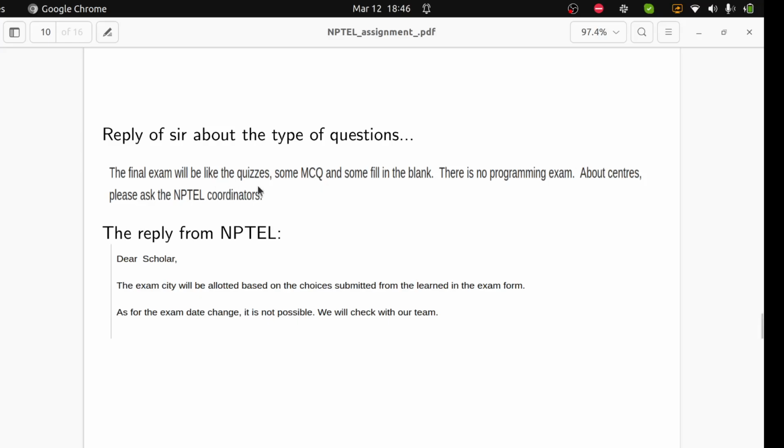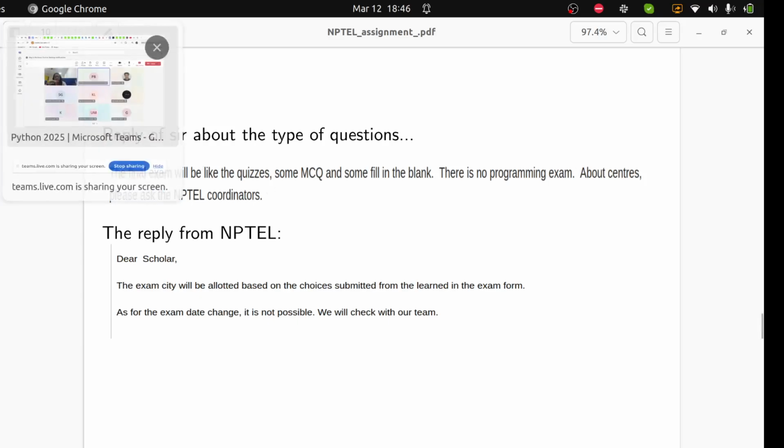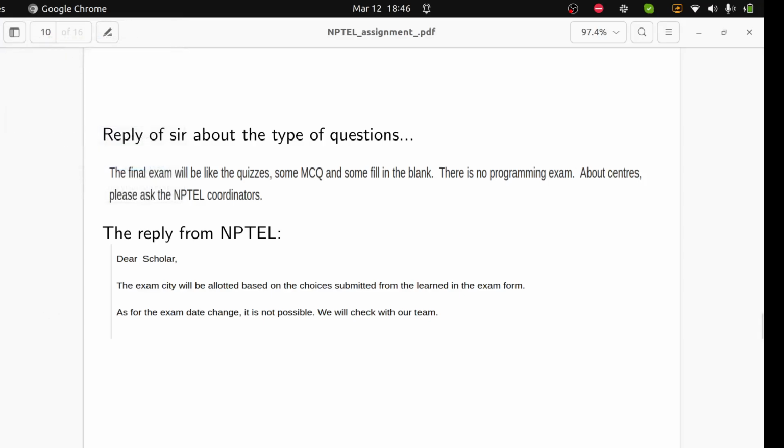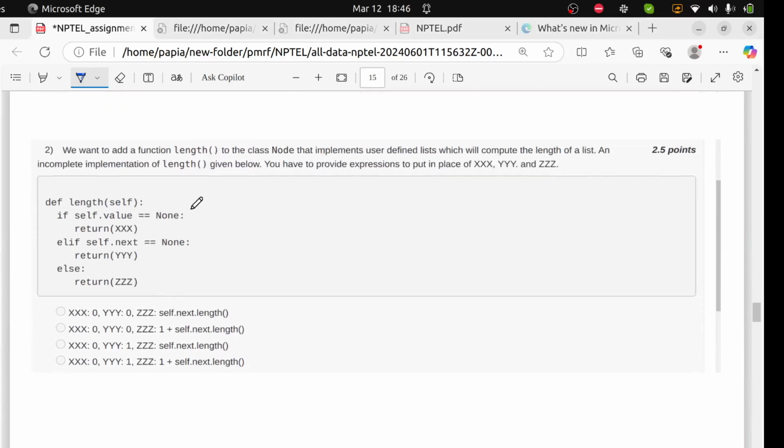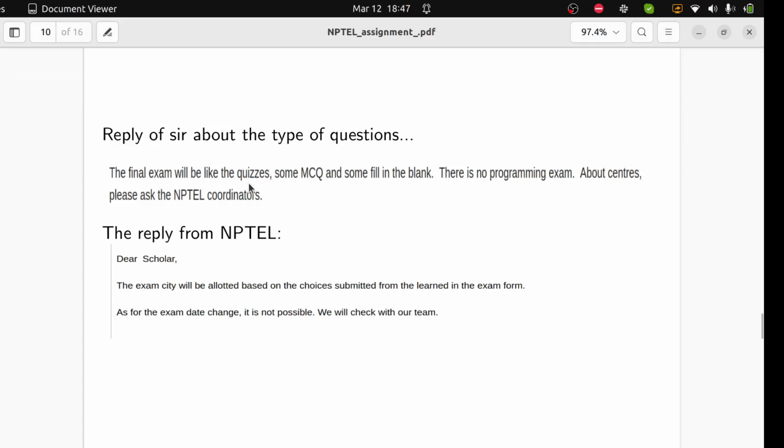Okay. But the thing is that this type of thing can be there. I can show you this one. See, this type of thing can be there, where you have to write something, and maybe some blank space will be there inside the program, and you have to fill in that blank. But there will be no space to write a whole program. You don't have to write a whole program. There are some quizzes.